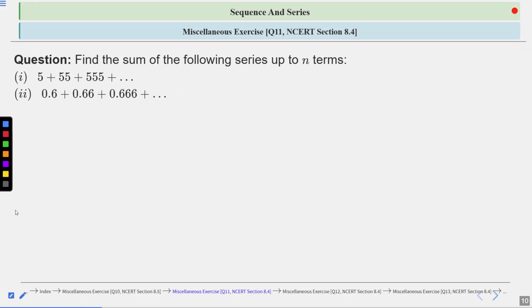Next question is question number 11. Find the sum of the following series up to n terms. We are given some series, and we basically have to find the sum of the series up to n terms. First one is 5 plus 55 plus 555 plus 5555, like that, right? And second one is 0.6 plus 0.66 plus 0.666 plus 0.6666, like that, right? You have to basically find the sum of these two, okay?